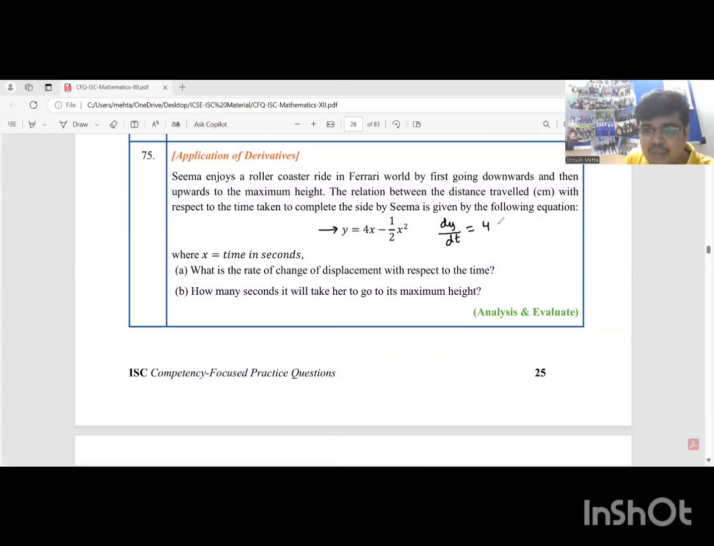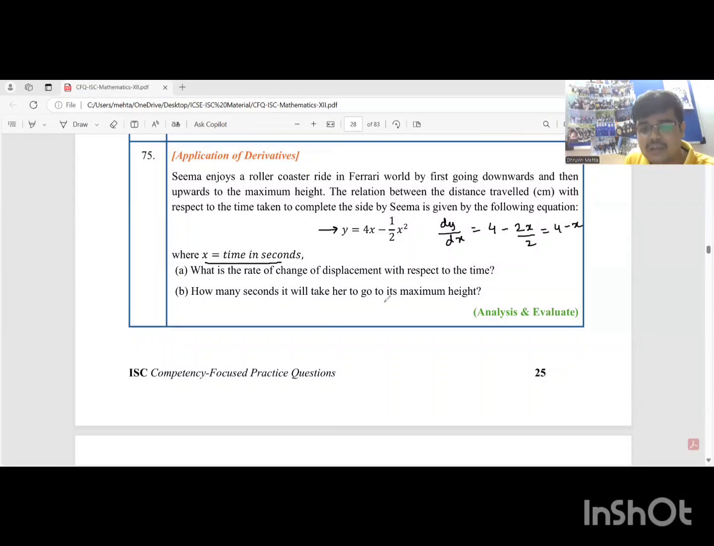Over here, students, because they've given that time is x, we'll write it as derivative with respect to x. They have denoted that x is time in seconds. So that will be derivative of 4x, which is 4, minus derivative of x square is 2x, or 2x by 2, which gives us the answer. It is 4 minus x.